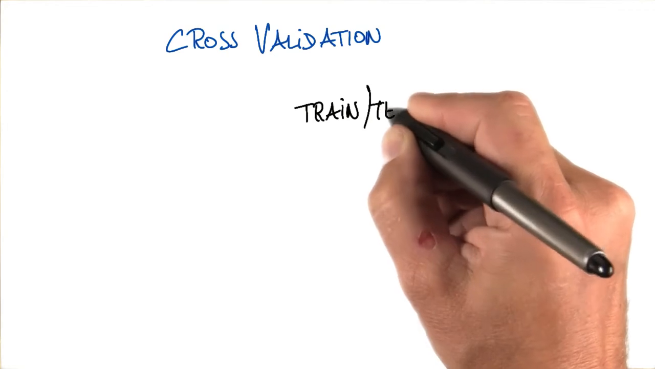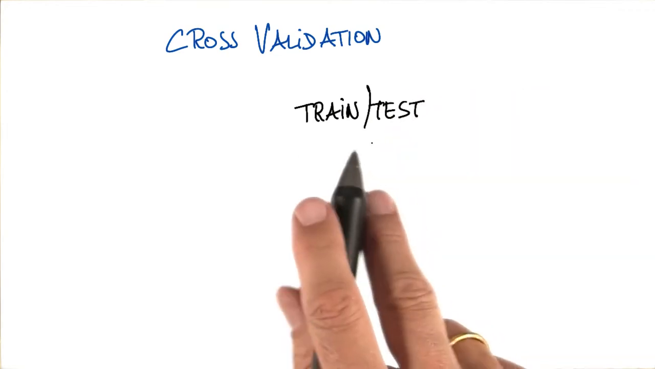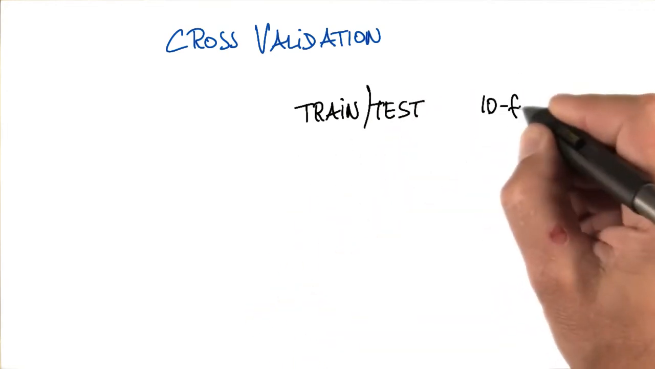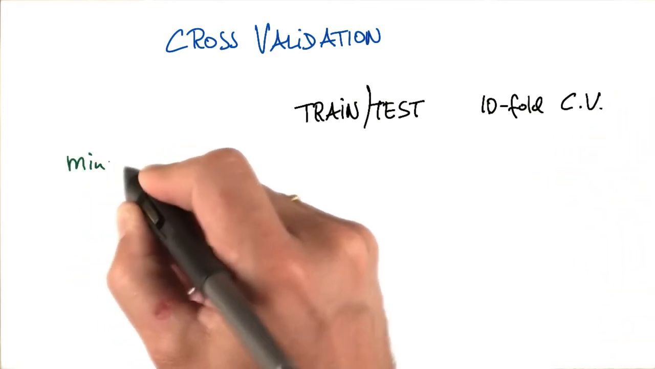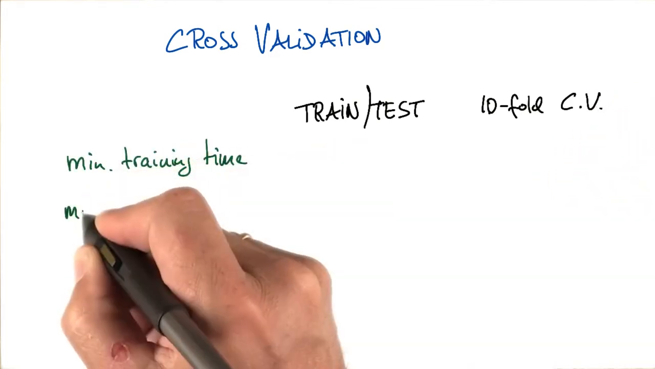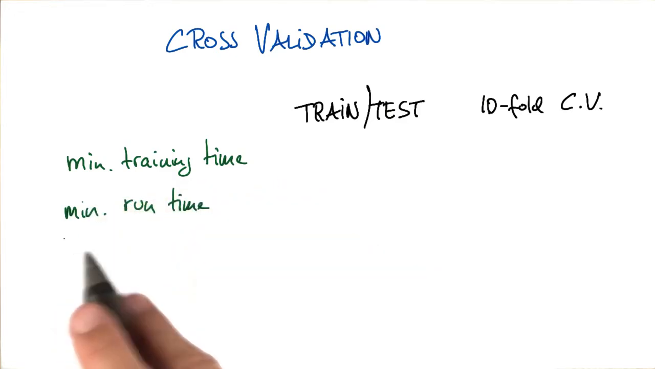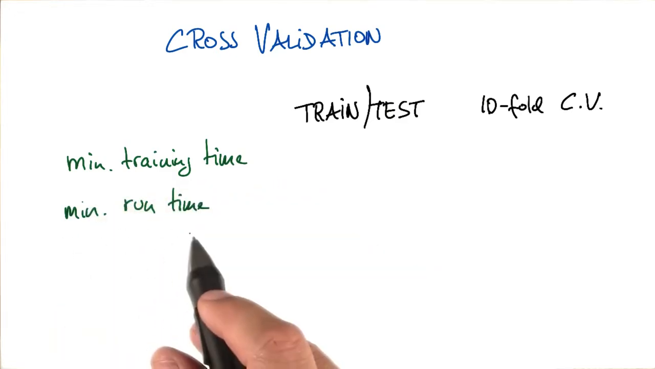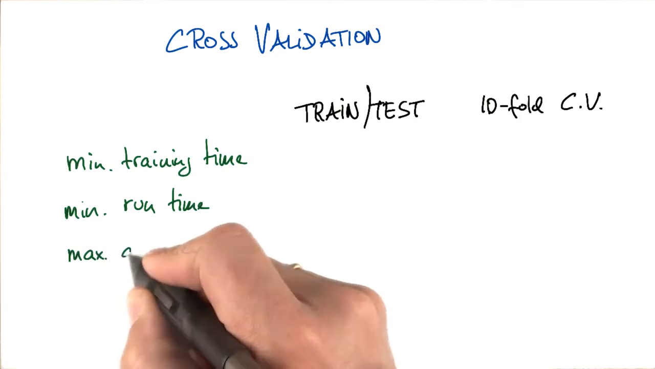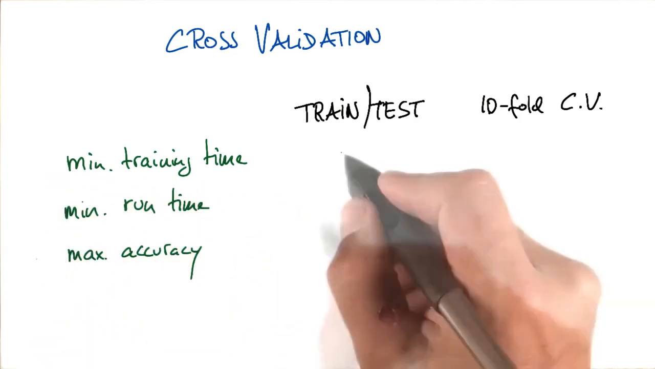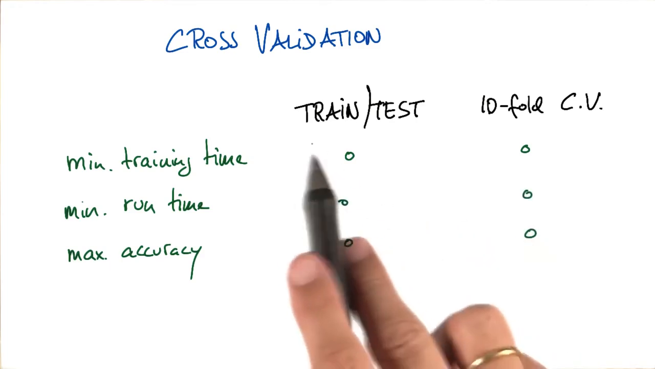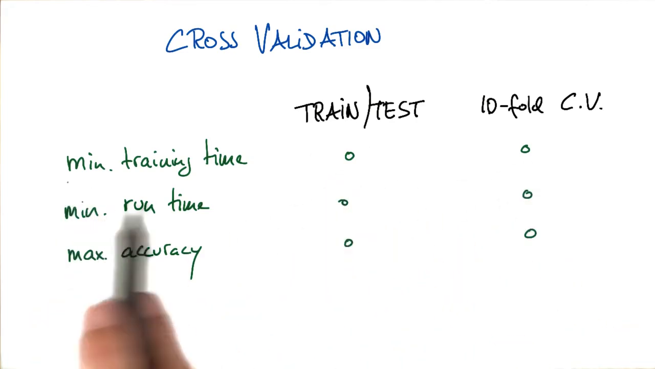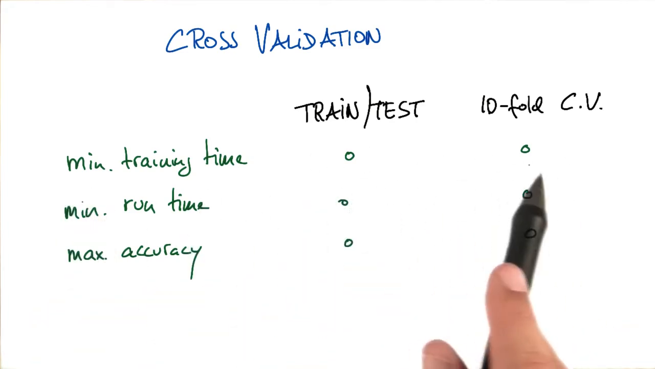Suppose you have a choice to do the static train test methodology that Katie told you about, or you do, say, 10-fold cross-validation, CV. And you really care about minimizing training time, minimizing runtime after training, using your machine learning algorithm to output past the training time, and maximizing accuracy. In each of these three situations, you might pick either train test or 10-fold cross-validation. Give me your best guess, which one would you pick? So for each, minimum training time, pick one of the two over here on the right side.